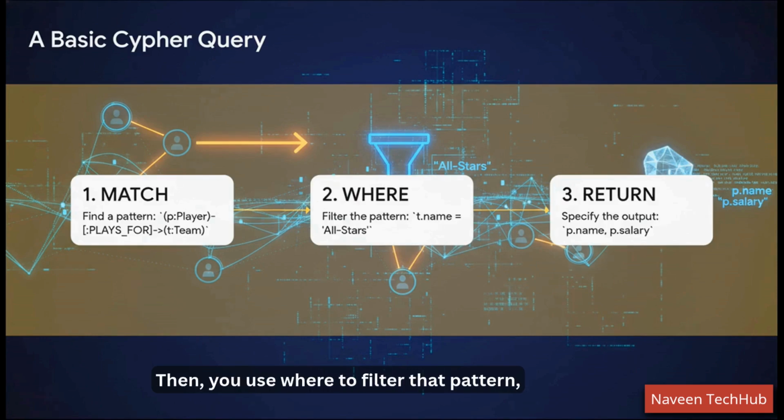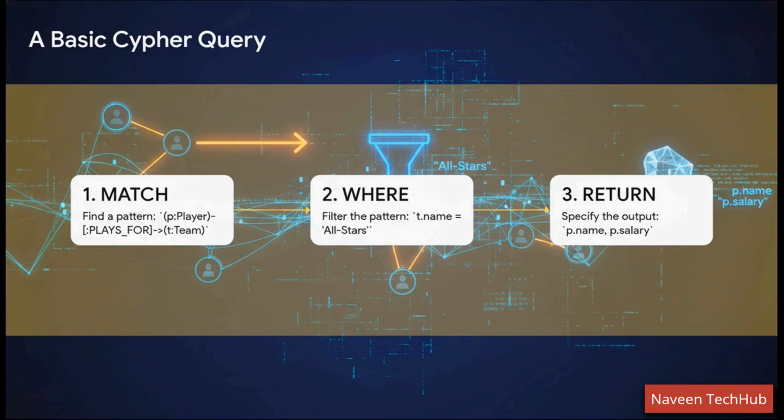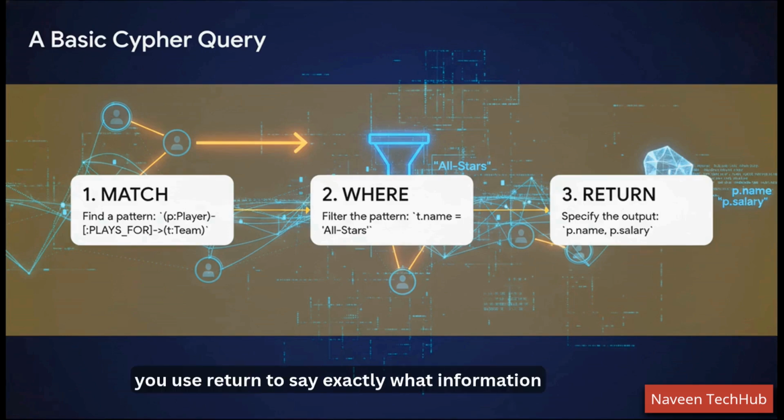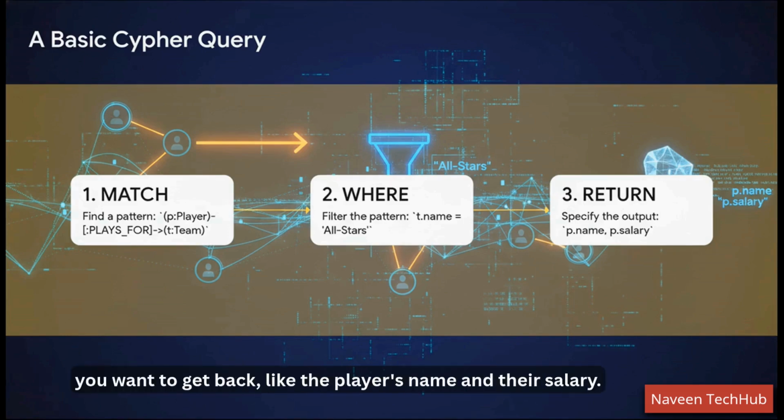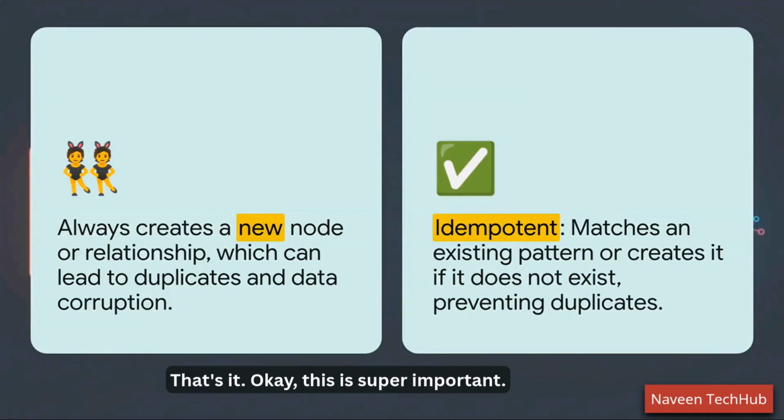Then, you use where to filter that pattern, saying we only want the team named All-Stars. And finally, you use return to say exactly what information you want to get back, like the player's name and their salary. That's it.